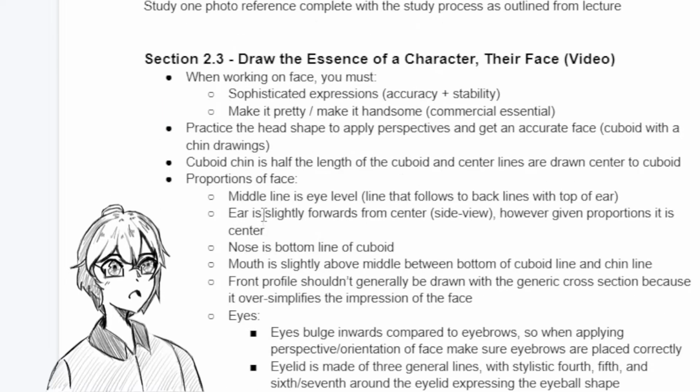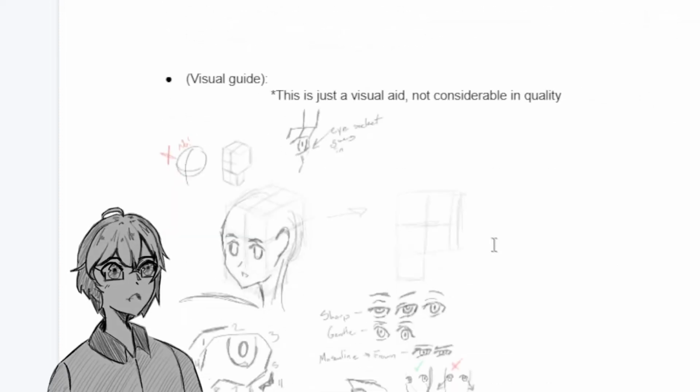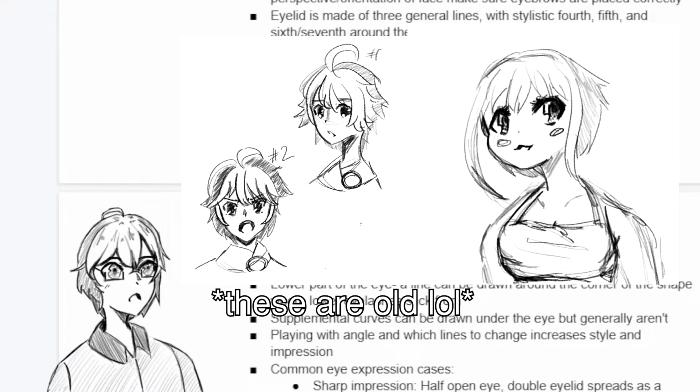it looks right. And then the nose is the bottom line of the cuboid that we draw that actually starts into the chin section. The mouth is slightly above the middle between the bottom of the cuboid line and the bottom of the chin line. And the front profile shouldn't generally be drawn with the generic cross section because it oversimplifies the impression of the face. So I'll show some examples here of my own drawings where I do this.